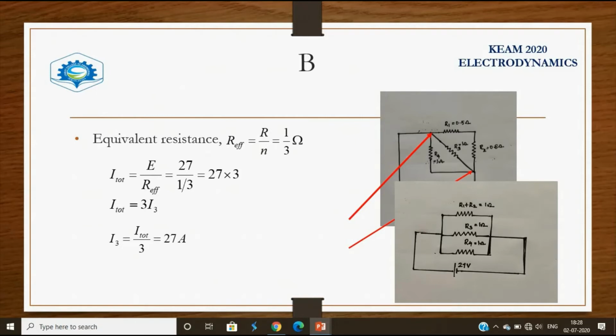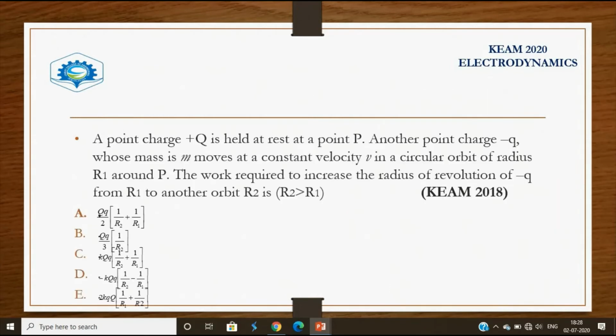And the total current flowing through the circuit is 27 ampere. Let's see the next question.